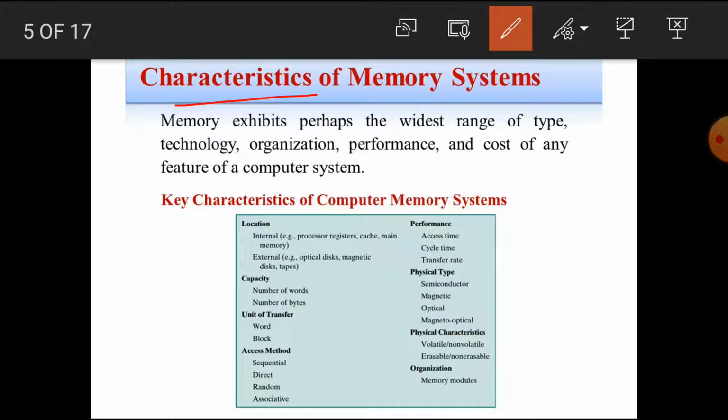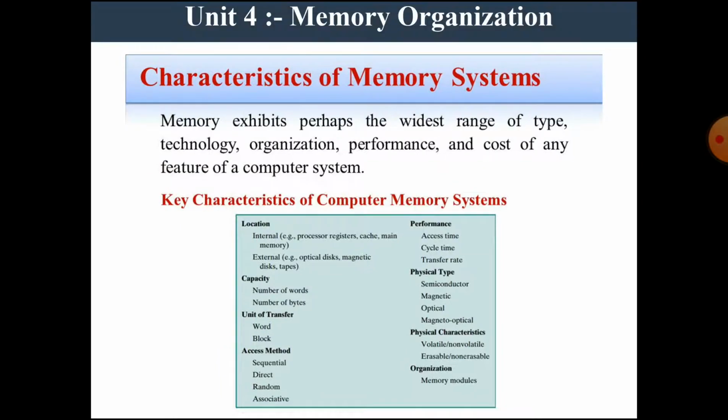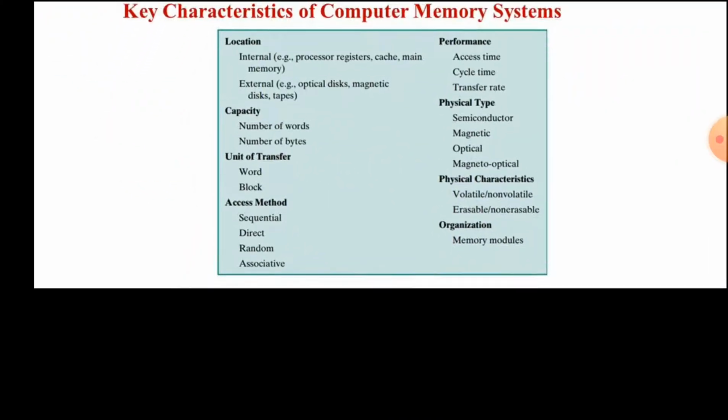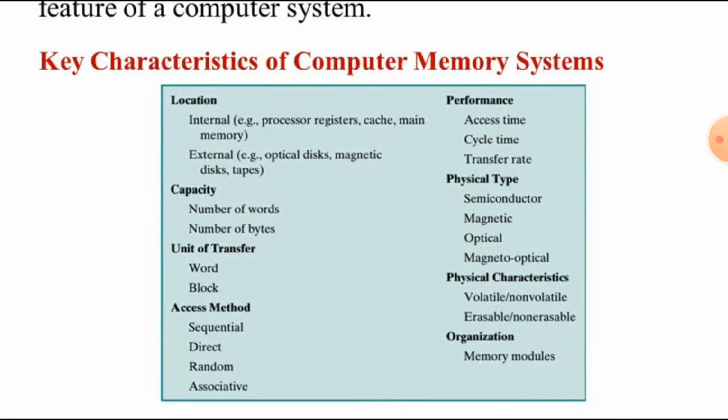There are different parameters or characteristics of the memory systems. Let's see, memory exhibits perhaps the widest range of type, technology, organization, performance, and cost of any feature of computer system. The computer system has the different parameters or different characteristics. Let's see some of them here.